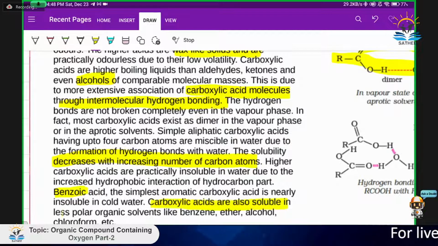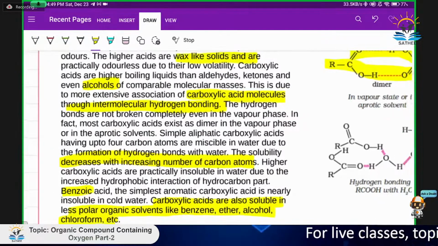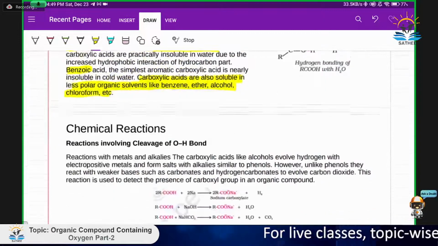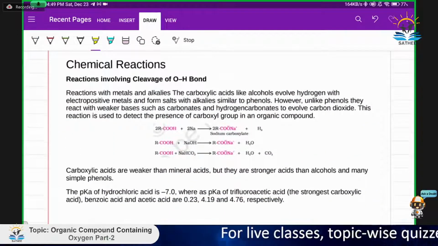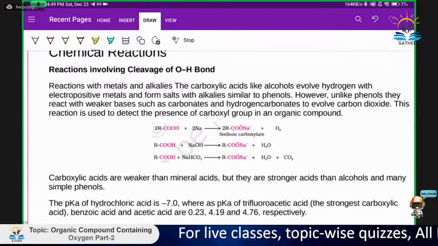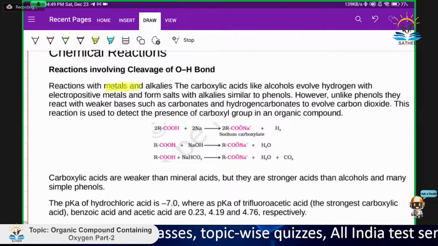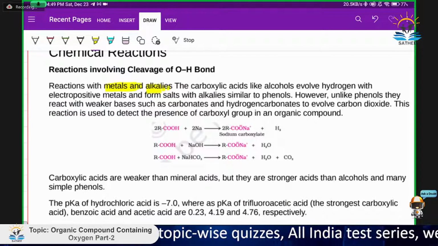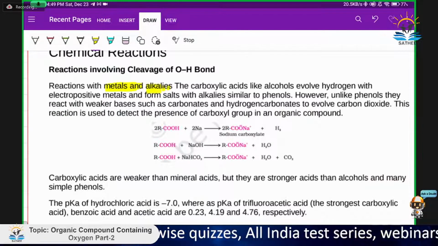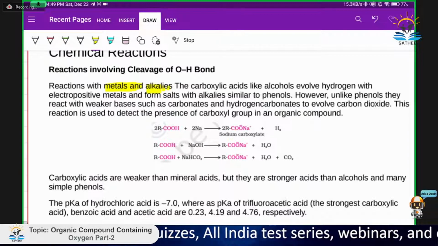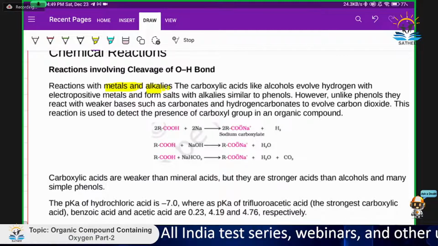Carboxylic acids are also soluble in less polar organic solvents like benzene, ether, alcohol, chloroform, etc. Okay, now we will see some chemical reactions. Reactions involving cleavage of the O-H bond. First is the reaction with metals and alkalis. Carboxylic acids, like alcohols, evolve hydrogen with electropositive metals.